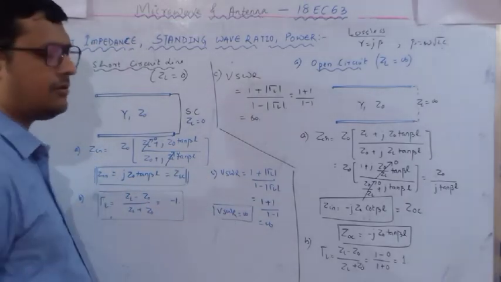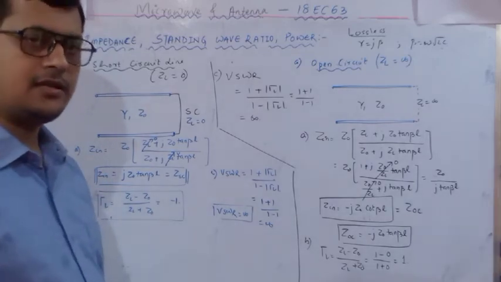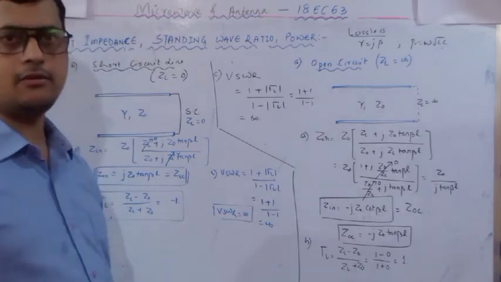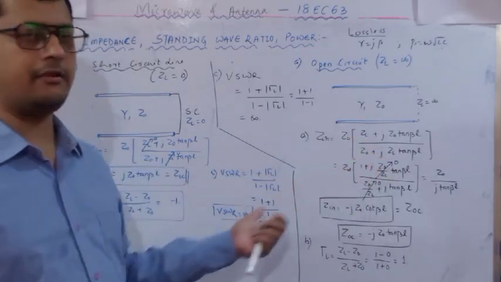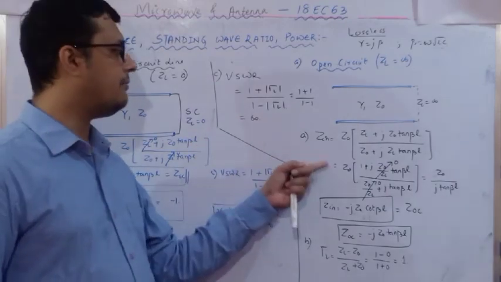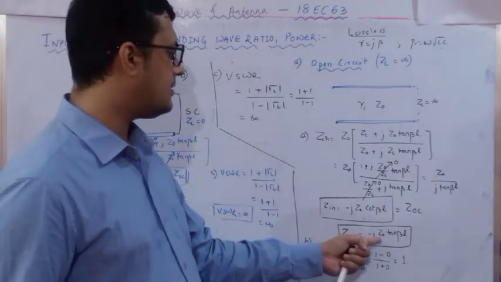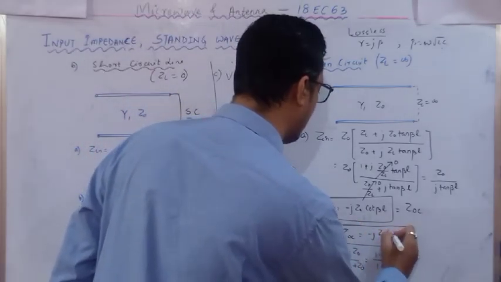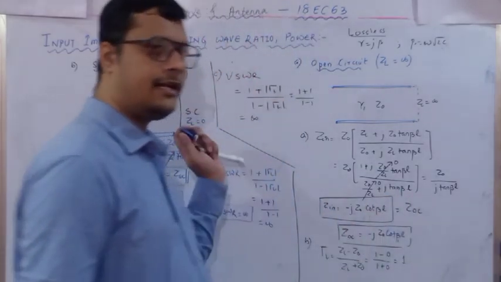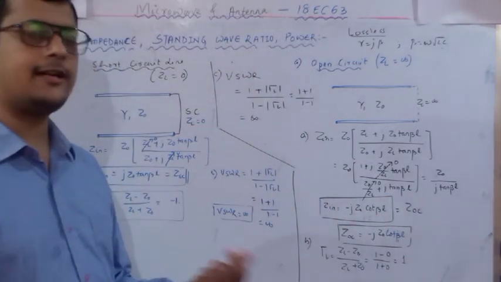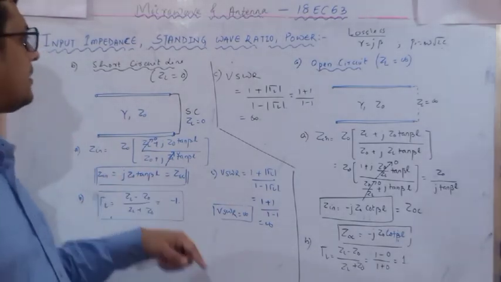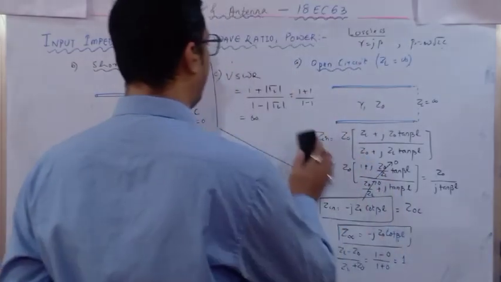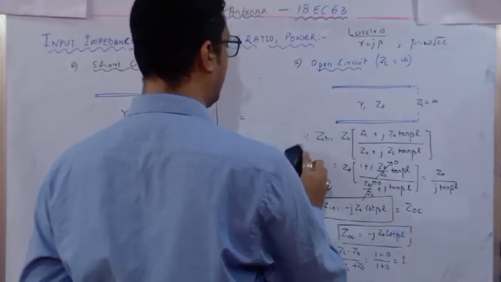So what is the difference between open circuit and short circuit? For open circuit and short circuit, VSWR is infinite. Reflection coefficient for this it is plus 1, for this it is minus 1. Input impedance is minus j Z0 cot beta L here, and here it is j Z0 tan beta L. So these are the two different sorts of lines, and one more line which is called matched line, that we will see, what the parameters are there.